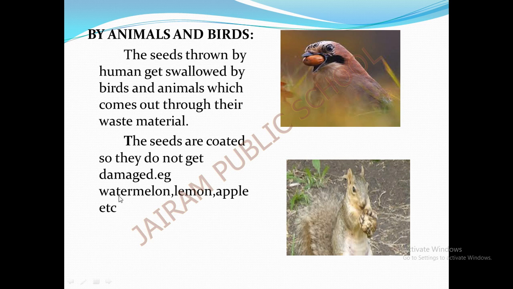These are some of the examples: watermelon, lemon, apple, and many fruits are there. These are some of the examples by which the animals and birds disperse the seeds. Okay, now are you clear about it?